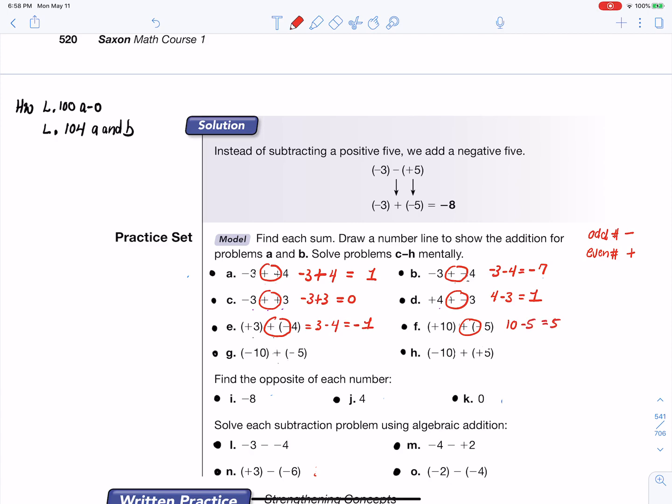For G, I have a positive and a negative, so that's the same as having -10 minus 5, both going in the same direction, so I add them up and I keep the direction.